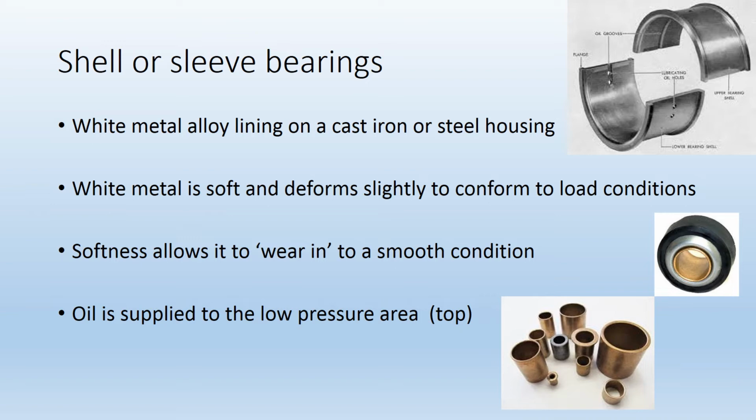Now, why would you want to have this soft white metal? When your machine is stopped and at rest, there's no fluid film lubricant to suspend the surfaces of the shaft and the bearing itself. So when the machine is at rest, you will have only boundary lubrication, and you'll have some metal to metal contact. That's where that thin white metal comes in. It's there to deform and conform to the shaft.